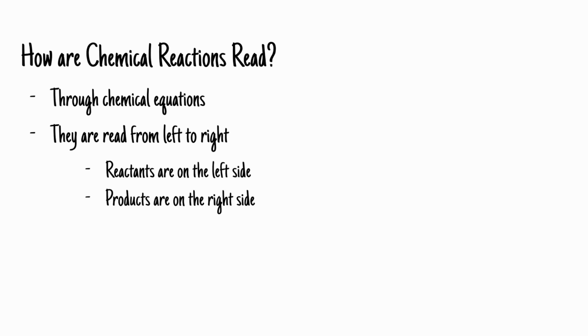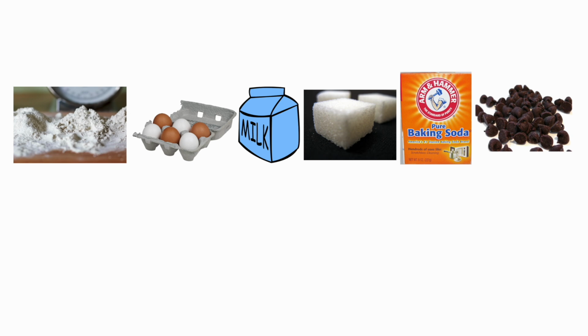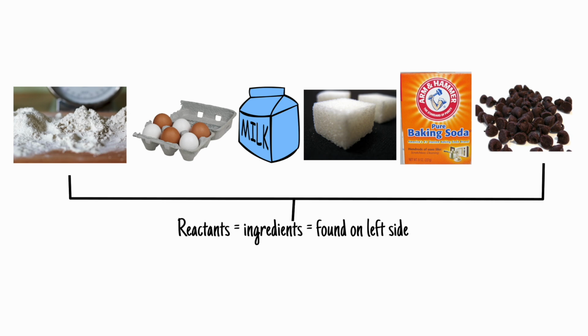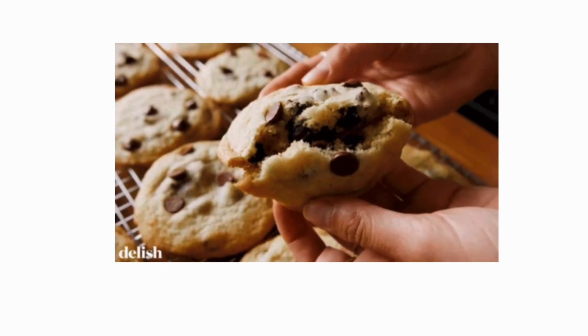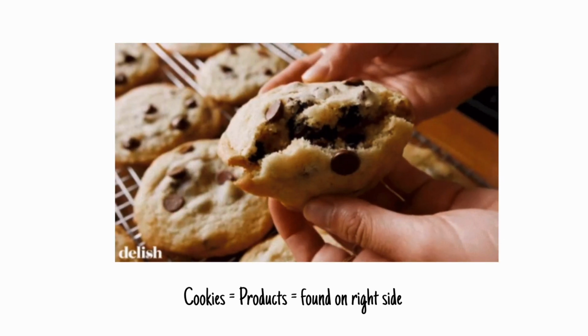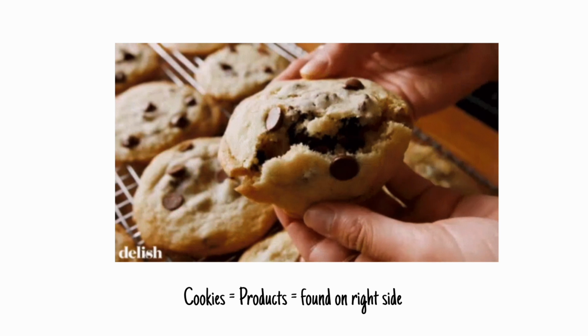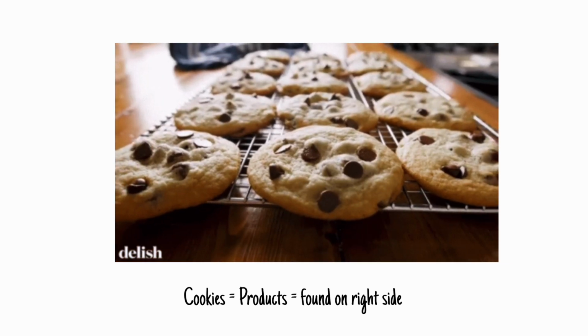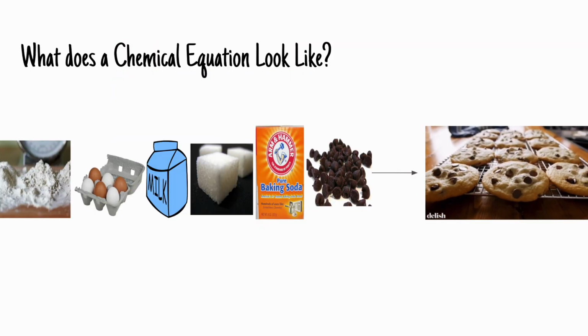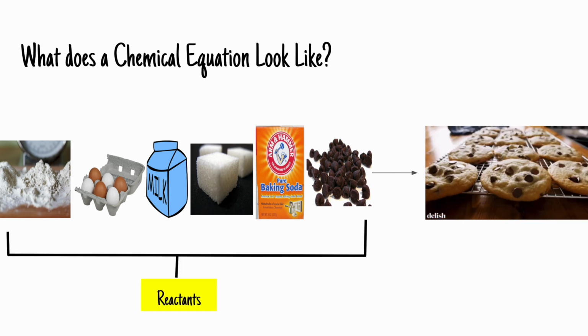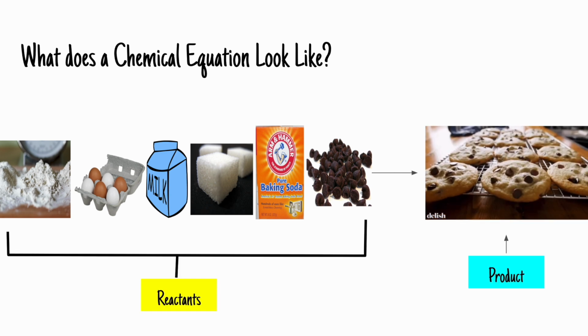The reactants are on the left side, the products are on the right side. So here are the ingredients of chocolate chip cookies. These are the reactants. The reactants are the ingredients, and they're found on the left side. Then you have these ooey gooey chocolate chip cookies. These are the products, and they're found on the right side of the chemical reaction or the chemical equation. So what does a chemical equation look like? With the ingredients being the flour, eggs, milk, sugar, baking soda, and chocolate chips, those are the reactants. They're on the left side. And then you have the products being the cookies.